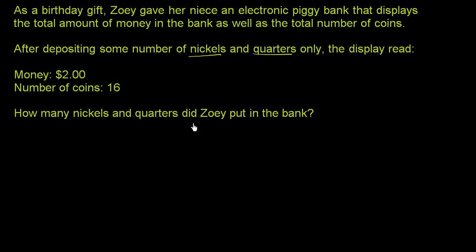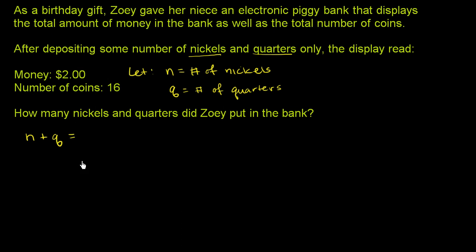So let's define some variables here. Let n equal the number of nickels, and let q be equal to the number of quarters. So how many total coins do we have? Well, it's going to be the number of nickels plus the number of quarters, and that needs to equal 16 total coins. So that's one equation right there.